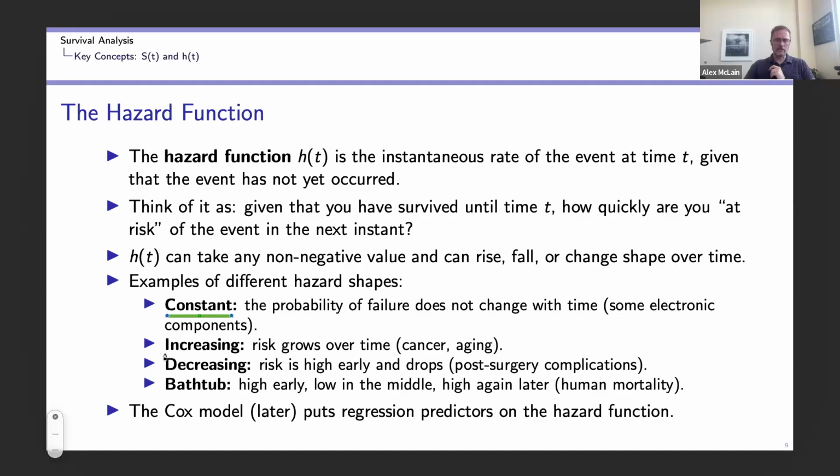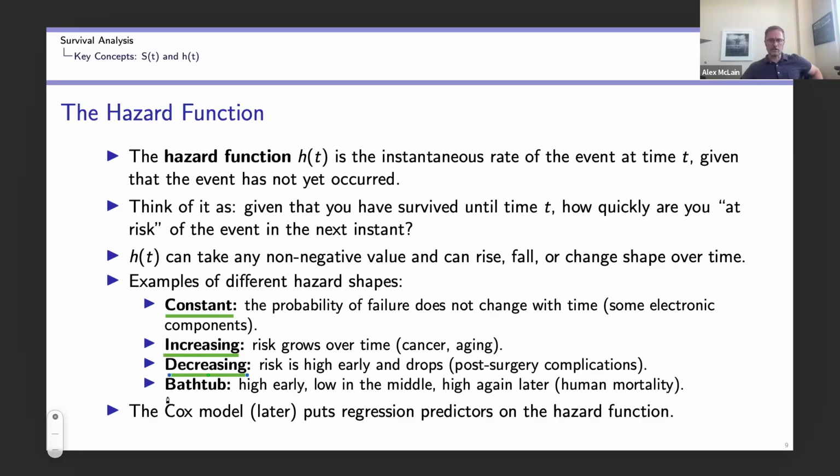Another one is an increasing rate of failure. So the risk grows over time. This is something that can happen with cancer or aging. So the longer you survive, the higher the instantaneous rate of failure is going to be. It can be decreasing, so high risk, high rate of failure early on, and then dropping. Certainly in post-surgery complications, we're going to have a high risk of those right after the surgery, and then a month, 2 months, 6 months, a year down the road, the rate of failure is going to be very low.